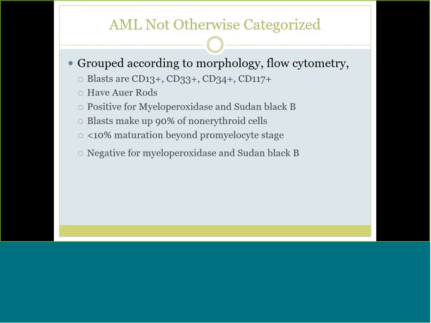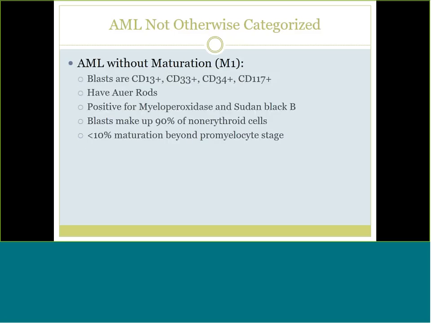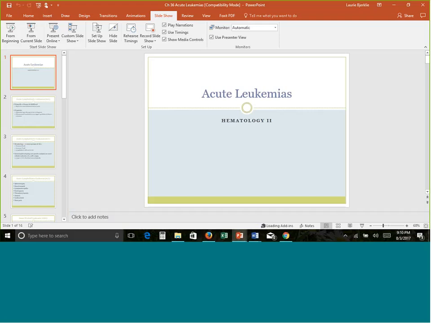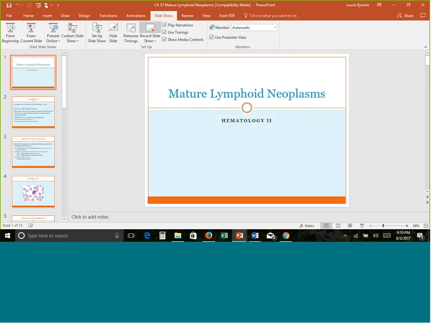So the only thing I was going to emphasize was the Auer rods. The Auer rods are found specifically in M1, M2, and M3. Otherwise, there are not really Auer rods in the rest of them. So M1, M2, and M3 are the ones that specifically have the Auer rods. All right, so that's acute leukemia. I think it'll help when you guys start to do the case studies and put it into action.